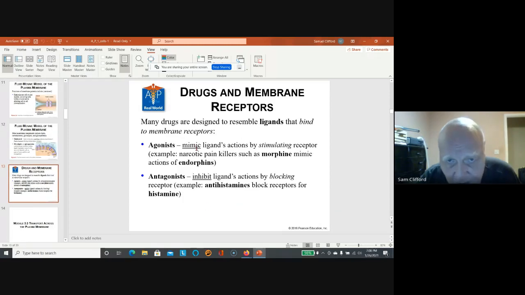If you have a drug that stimulates a receptor, that's an agonist. If you have a drug that blocks, that's an antagonist. Everybody knows what an antihistamine is.